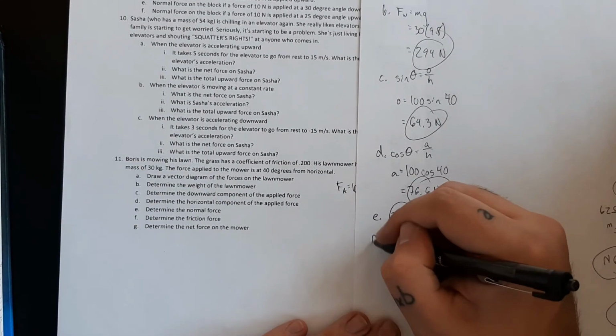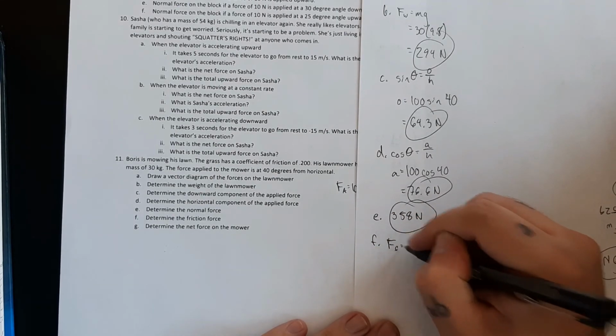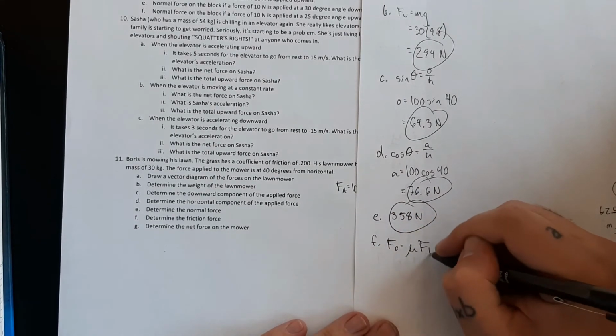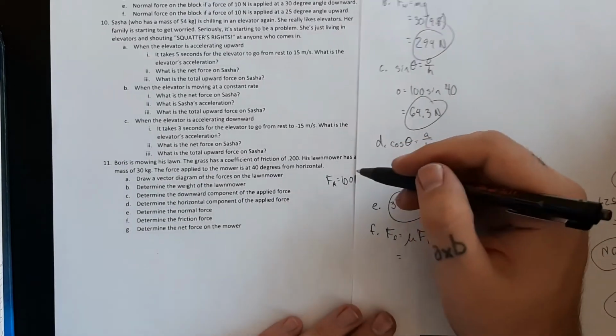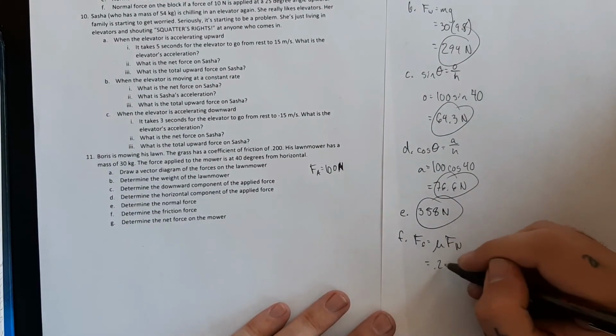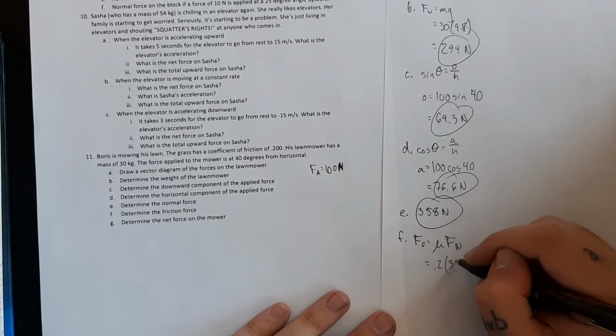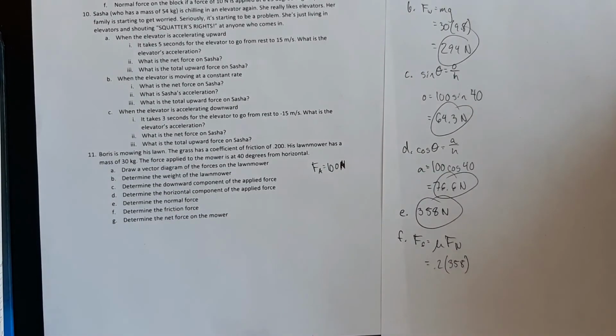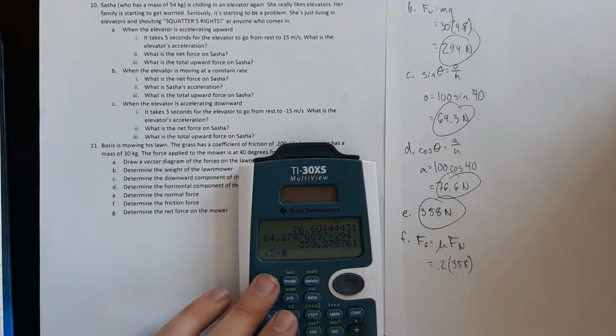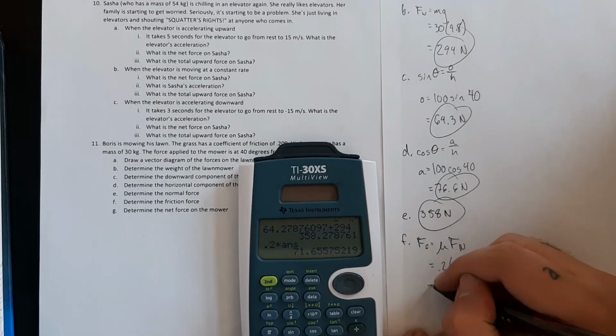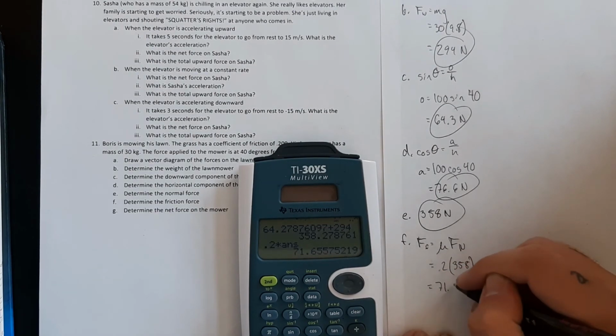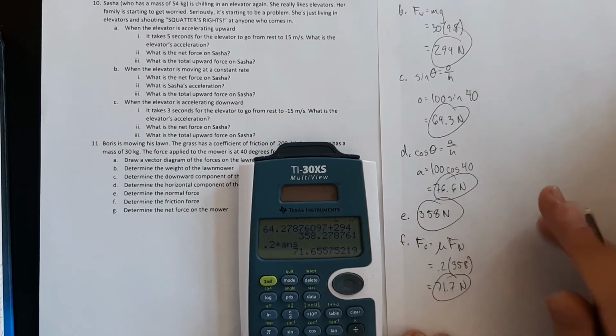Okay, so now when we're looking for our friction force, F_F just equals mu times F_N. We have both of those. Our mu is 0.2, and our normal force, 358. Okay, so 0.2 times that 358. That ends up giving us a friction force of 71.7 newtons.